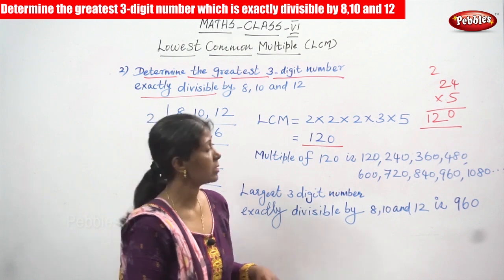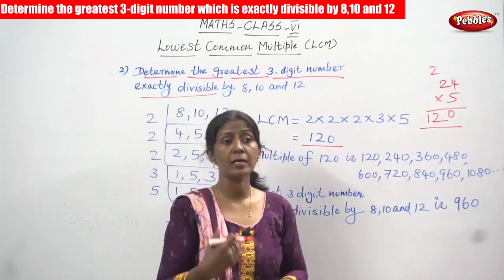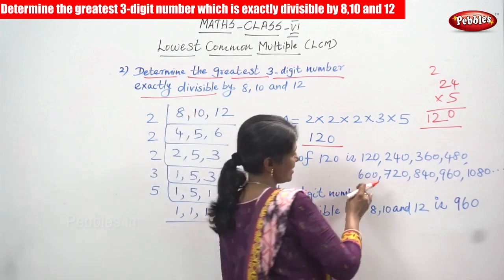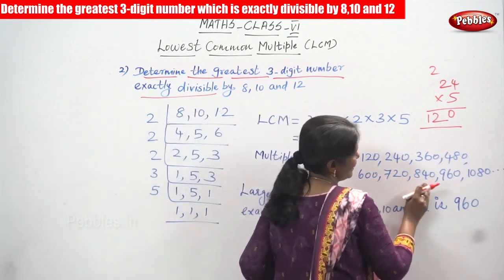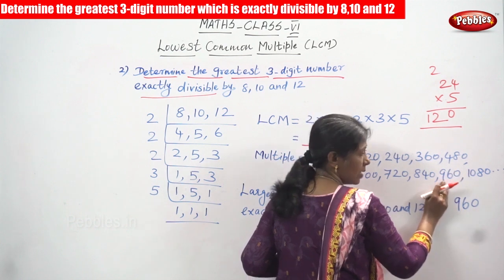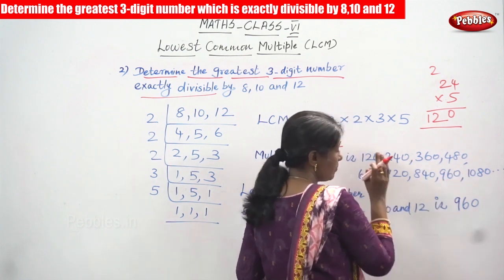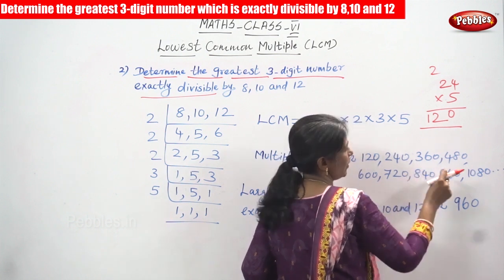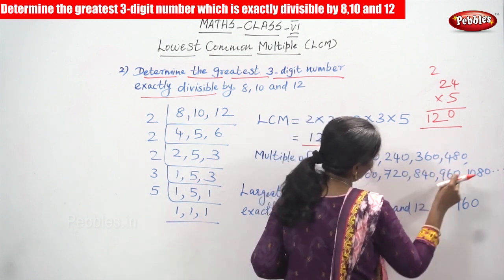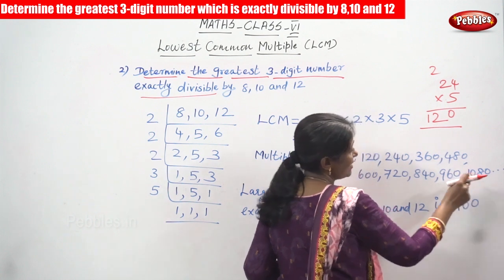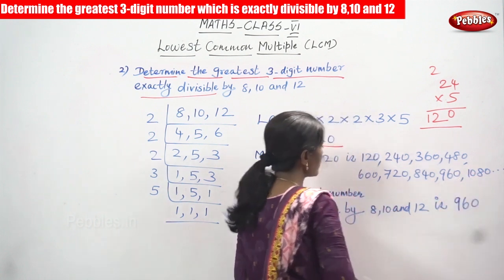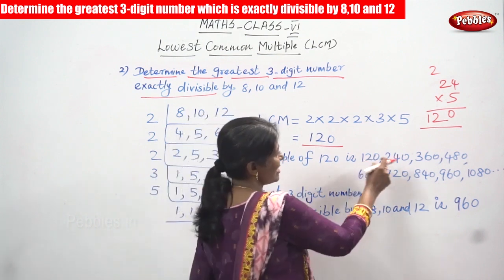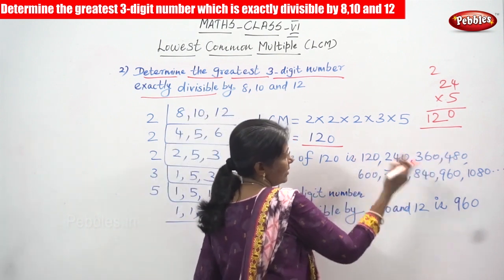120 into 2 is 240. That means you have to write the 12th table. 12 ones are 12, 12 twos are 24, 12 threes are 36, 12 fours are 48, 12 fives are 60, 12 sixes are 72, 12 sevens are 84, 12 eights are 96 and 12 nines are 108. But here we have to write 120, so you simply add 0 after the numbers.